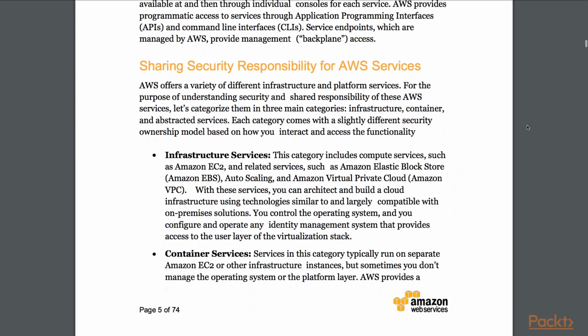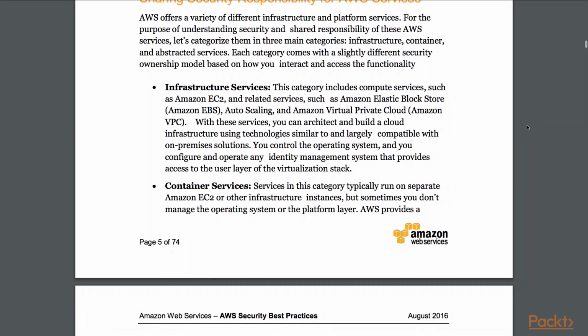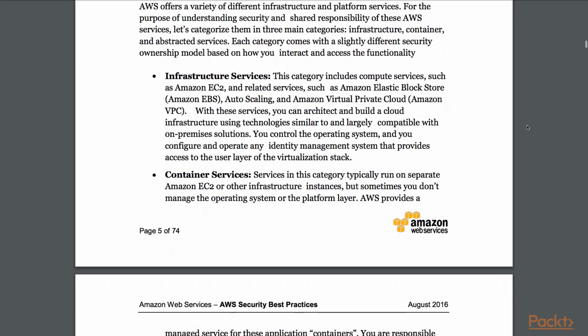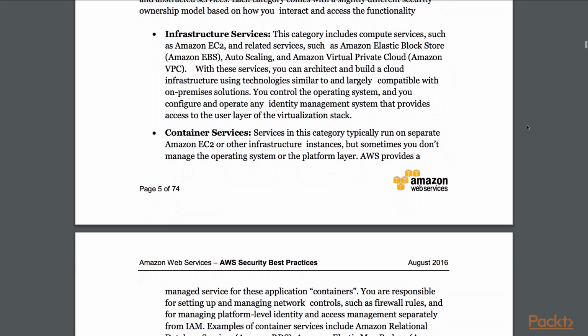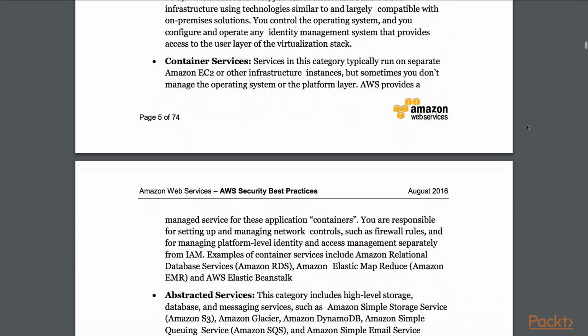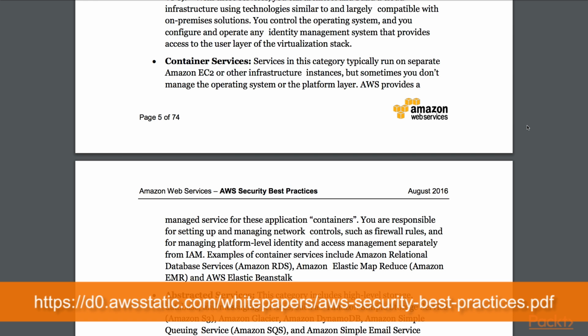Then there are container services, and they typically run on separate Amazon EC2 or other infrastructure instances, but sometimes we don't manage the operating system or the platform layer. AWS provides a managed service for these application containers, and we are responsible here for setting up and managing network controls such as firewall rules, and for managing platform level identity and access management separately from IAM. And examples of container services include Amazon Relational Database Service, or RDS, EMR, and AWS Elastic Beanstalk.